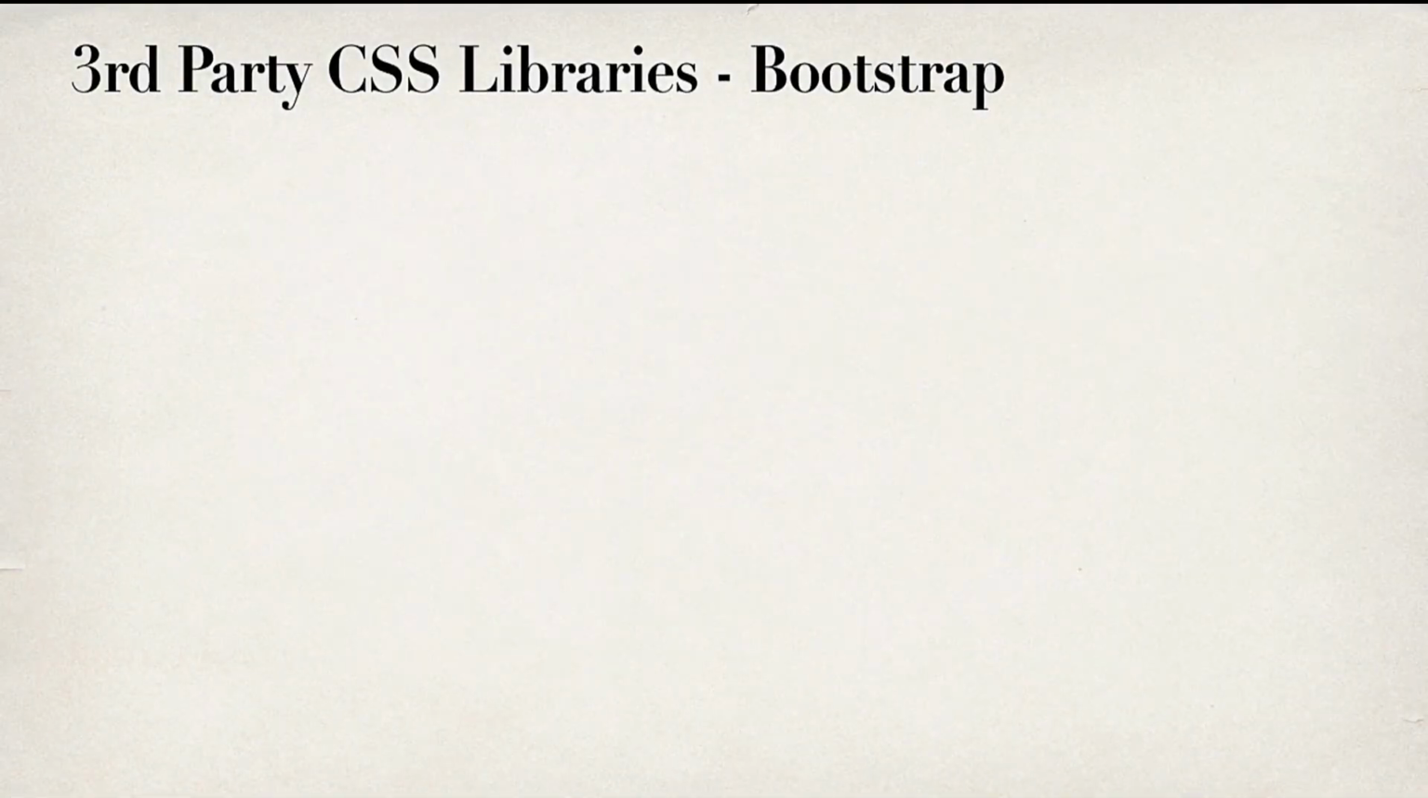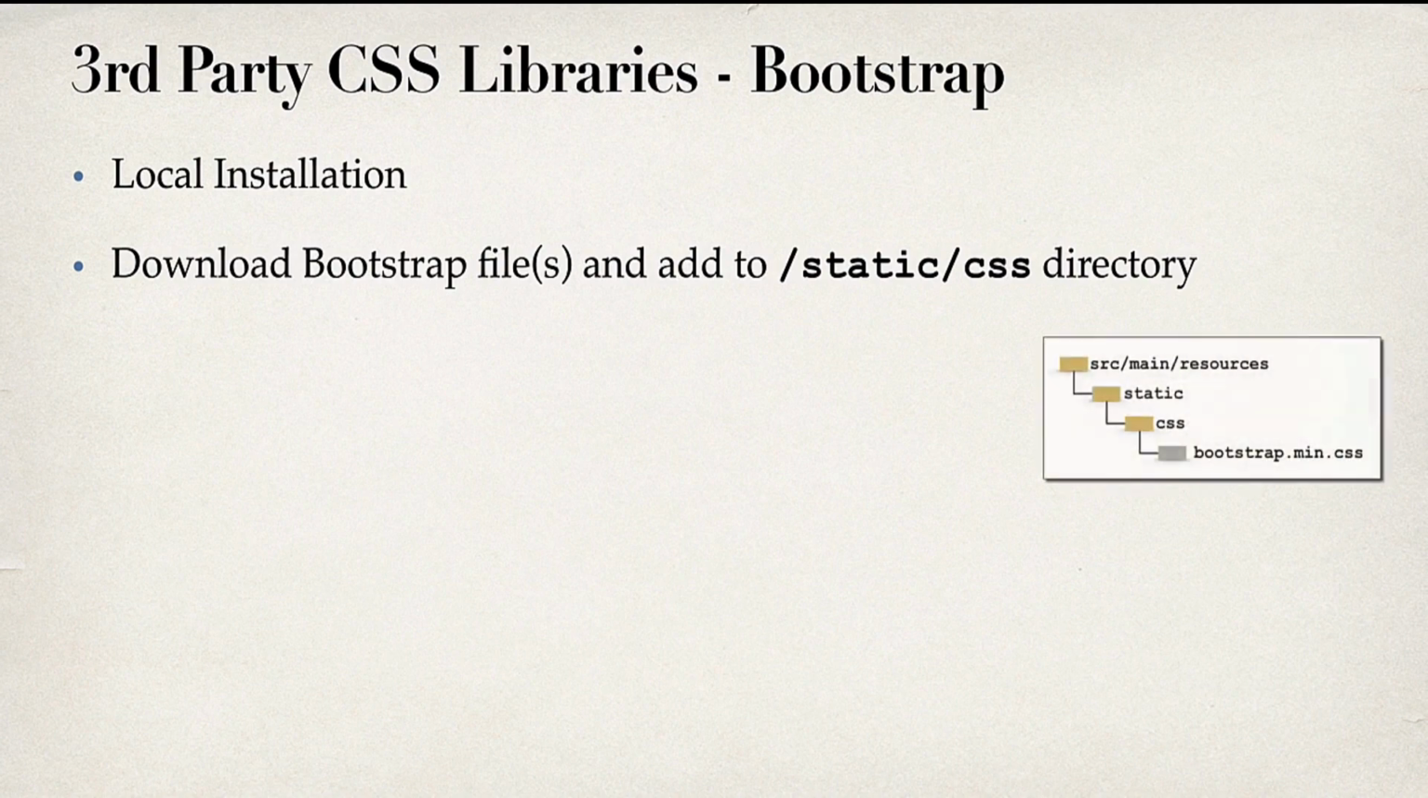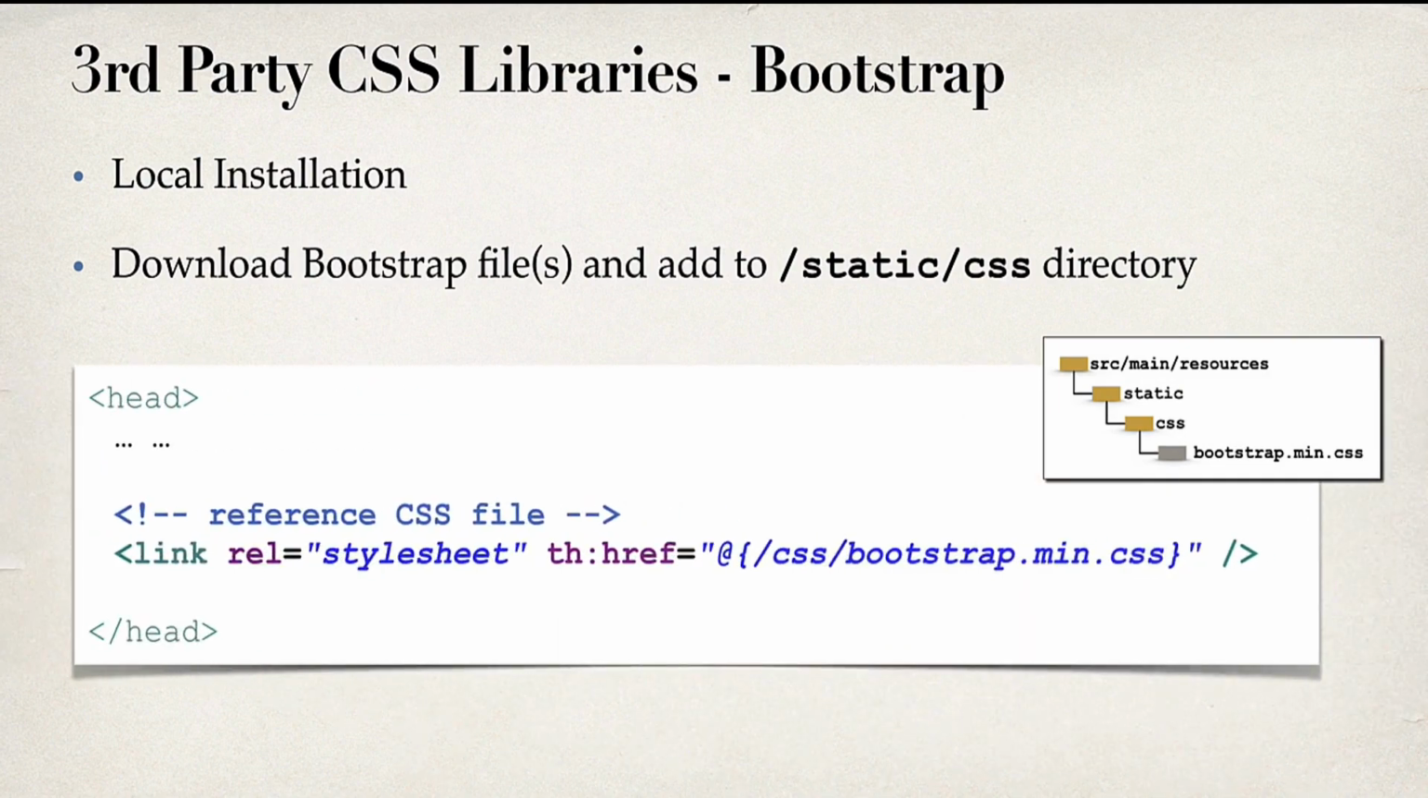Now to integrate third-party CSS libraries like Bootstrap, one option is that you can make use of local installation. So you can download the Bootstrap files and then you can add those files to your static /CSS directory. So in this example here, we have bootstrap.min.css in our directory. So we can reference that CSS file by going to /CSS/bootstrap.min.css. And that's it. Pretty basic, pretty straightforward.